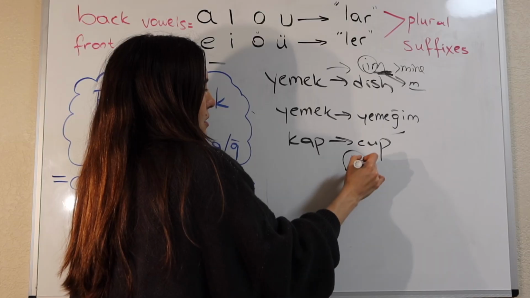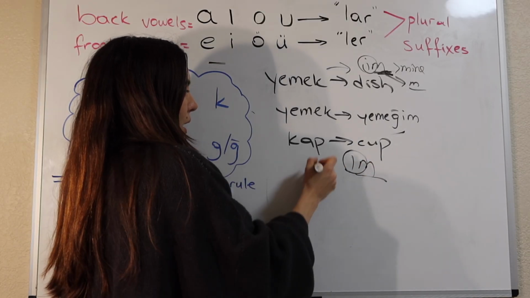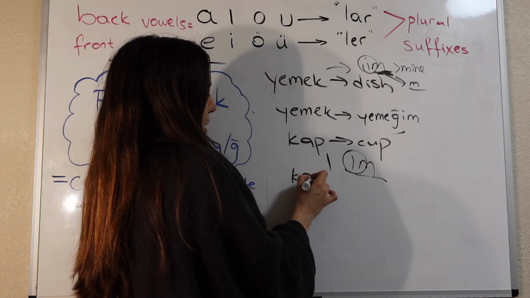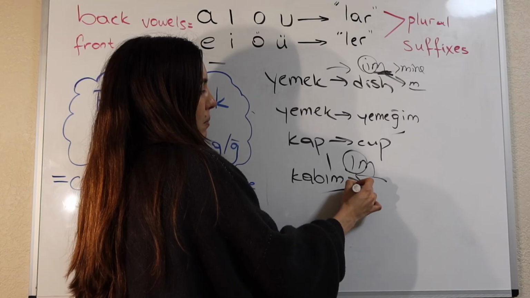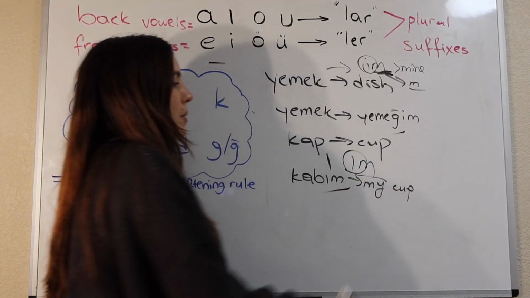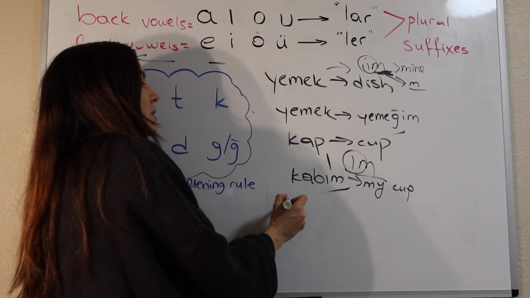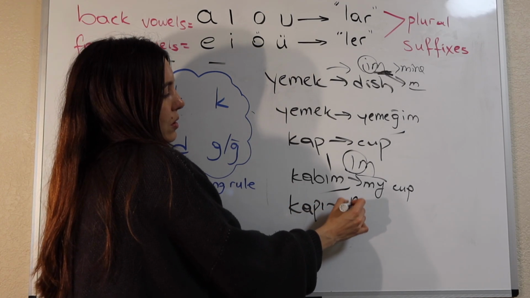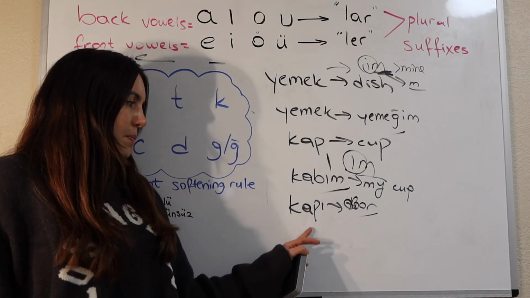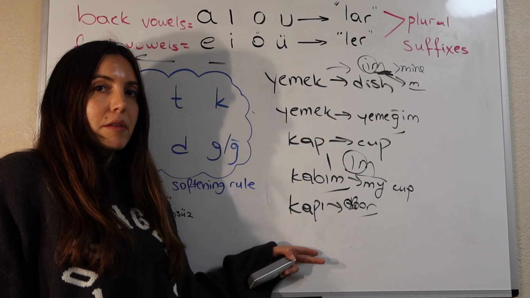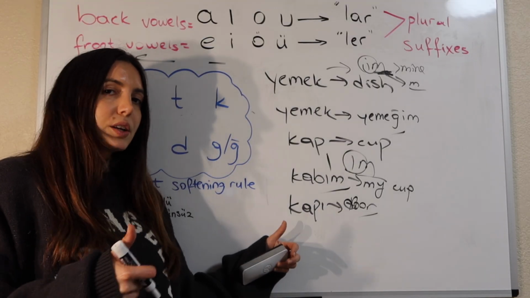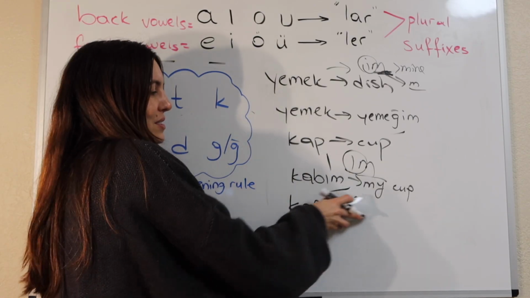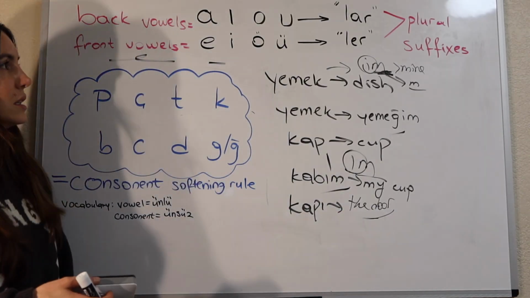We're going to add, let's say, kabım. Okay, so this P is going to become a B. Kabım, my cup. If it's kapı, this means door. By the way, our words don't have genders, so it's pretty easy. Yeah, it's just kapı is just door. Yeah, this is basically it.